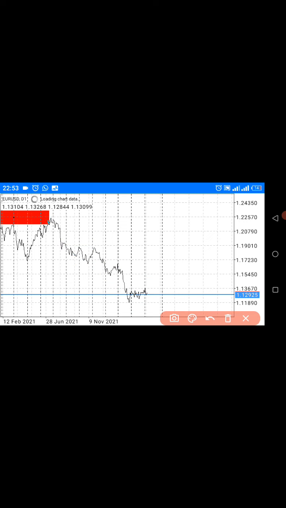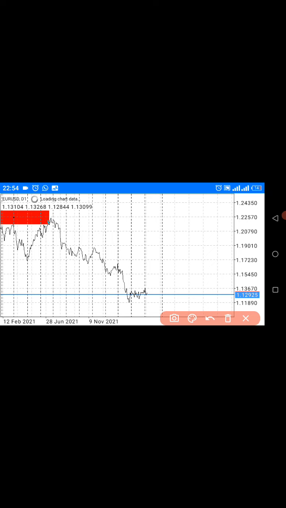So flag is something you should learn. You should learn how to identify it, because if you can identify a flag pattern in a chart, and if that flag pattern is in accordance with the market movement and the market structure, I'm telling you, it's a good trade to take. It's really a good trade to take.